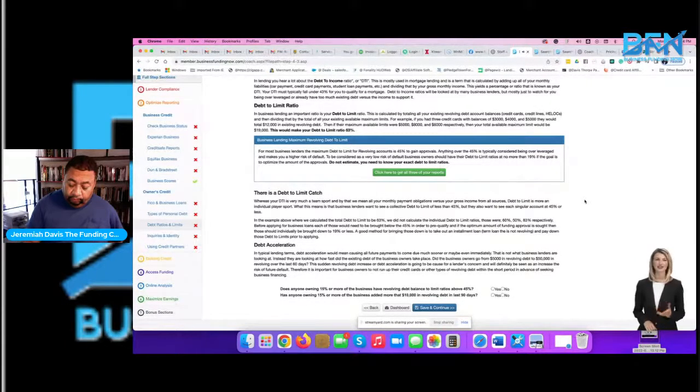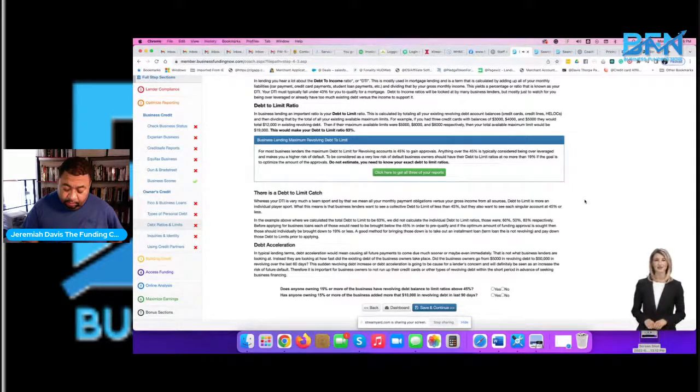In lending, you hear a lot about the debt to income ratio. This is mostly used in mortgage lending. It is calculated by adding up all of your monthly liabilities, the car payment, credit card payments, student loan payments, etc., and dividing that by your gross monthly income. If it falls under 43%, you qualify for a mortgage.